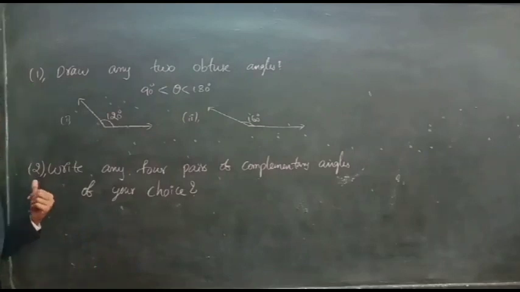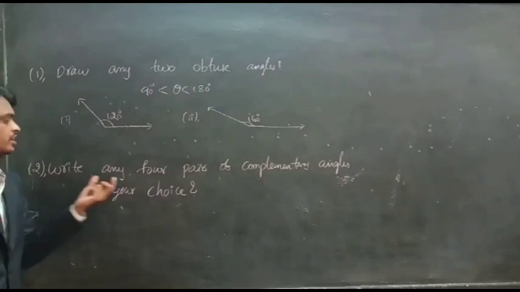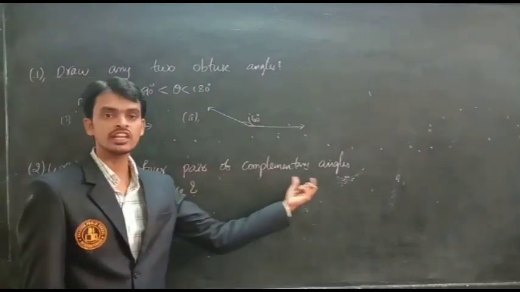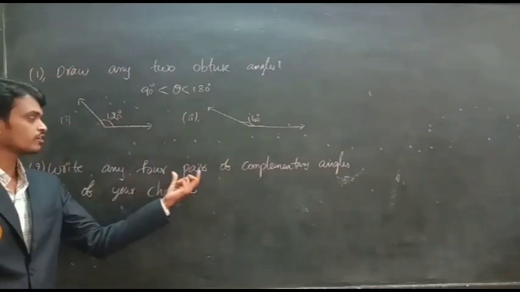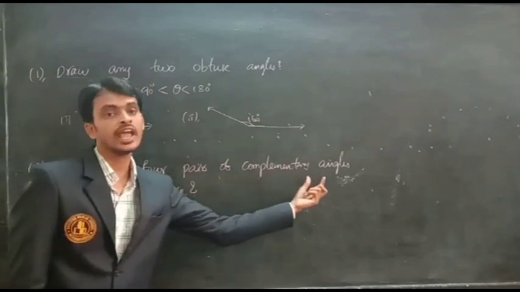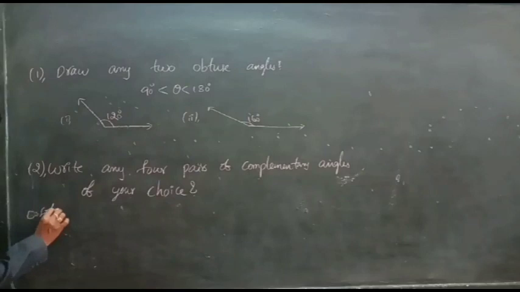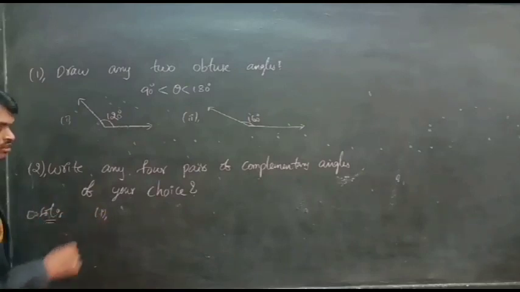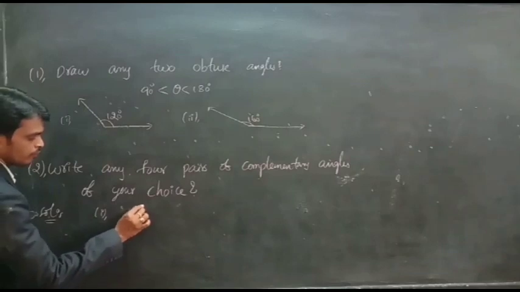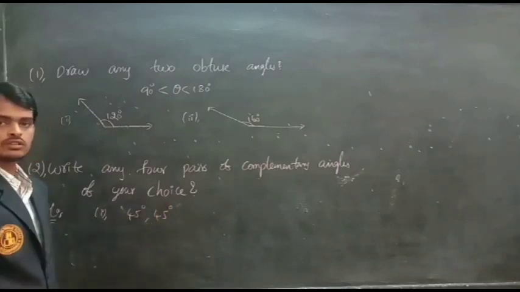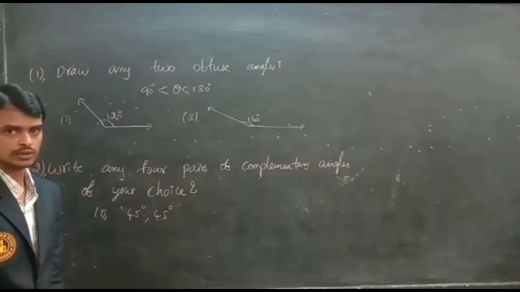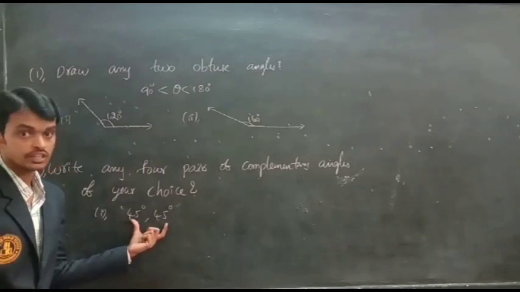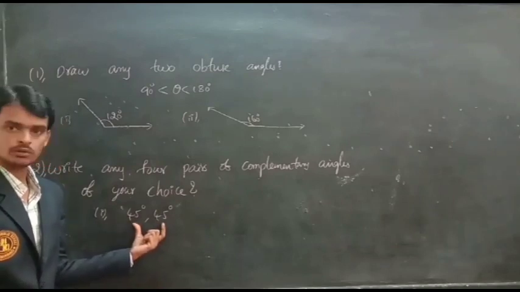Next, the second one. This type of problem will come for 4 marks. Write any 4 pairs of complementary angles of your choice. How many pairs are they asking? 4 pairs of complementary angles. So solution, first pair I am writing as 45 degrees, 45 degrees. Complementary angles are two angles whose sum is equal to 90 degrees. 45 plus 45 is how much? 90. Then it is one pair of complementary angles.